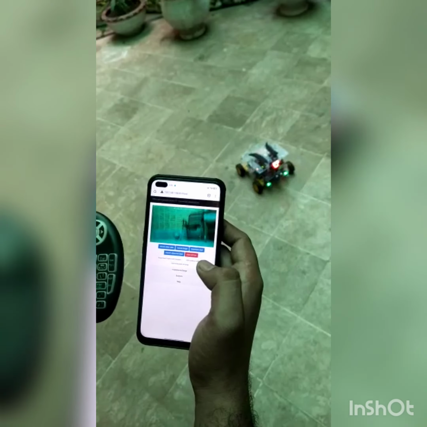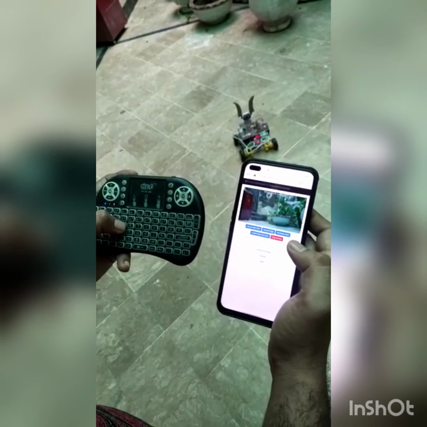See the Raspberry Pi display, the car display here, and we will control it with this remote. You can see here, it will go, rotate, go backward, left, right, pivot left, pivot right, and you can see here the whole display.